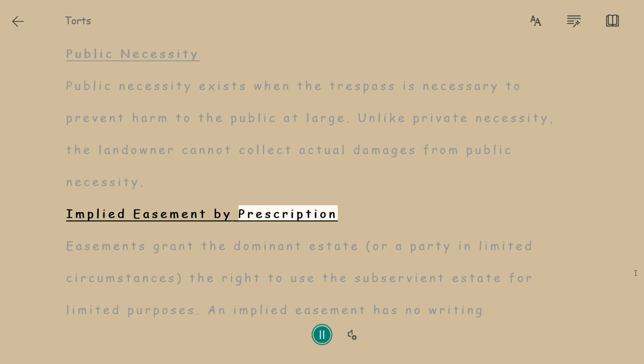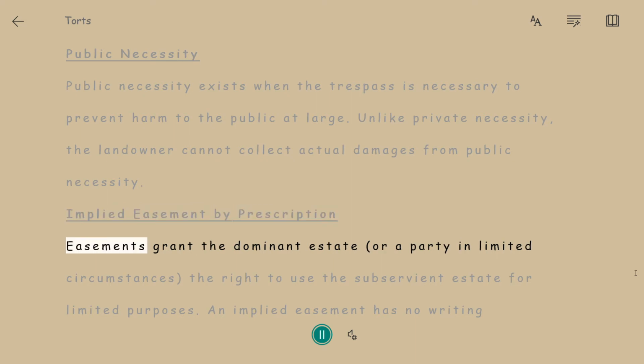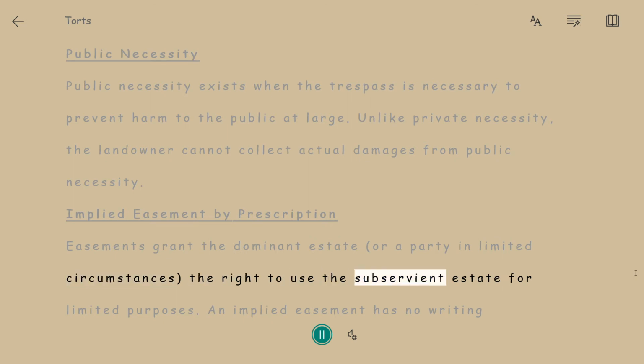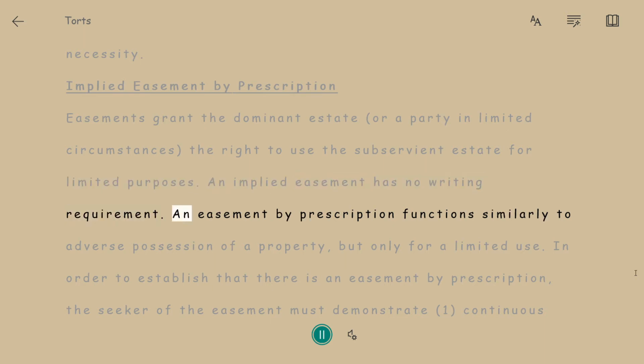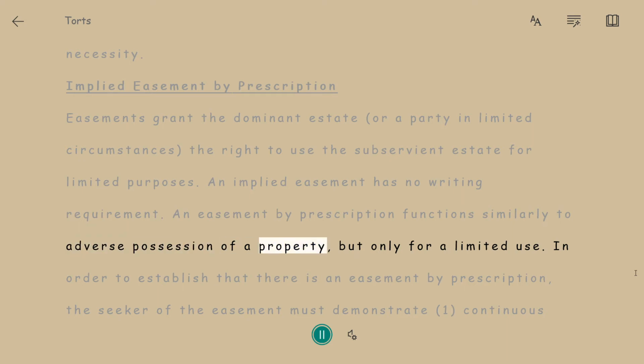Implied easement by prescription. Easements grant the dominant estate, or a party in limited circumstances, the right to use the subservient estate for limited purposes. An implied easement has no writing requirement. An easement by prescription functions similarly to adverse possession of a property, but only for a limited use.